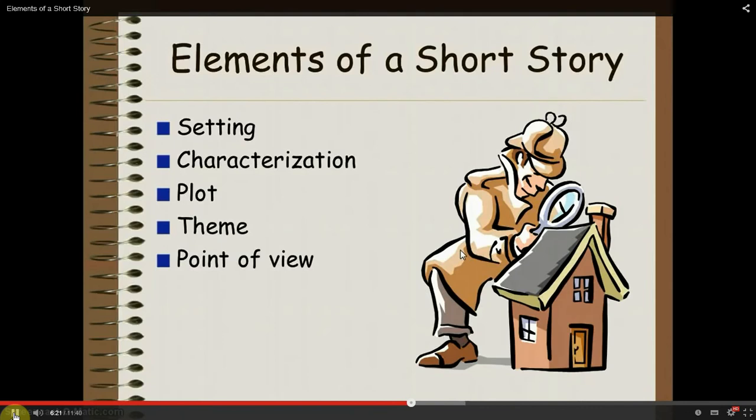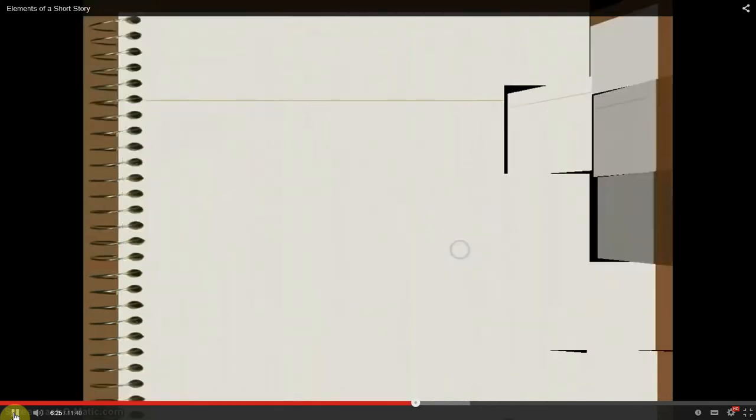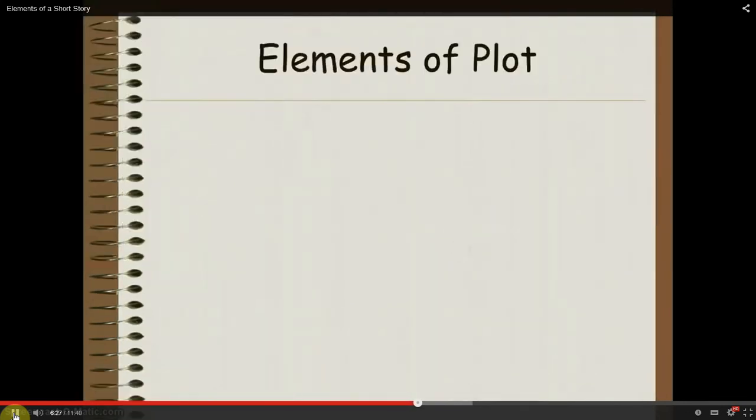However, one of the elements, plot, has some elements of its own. Plot in particular has some pieces to it as well that we will be learning about and going into more detail about this year.